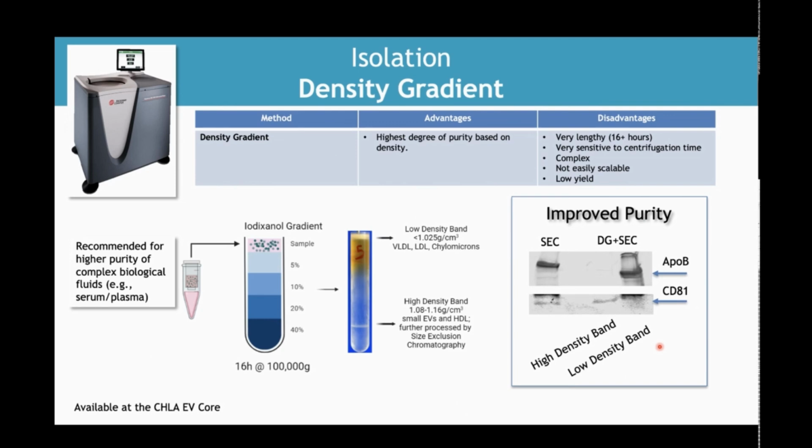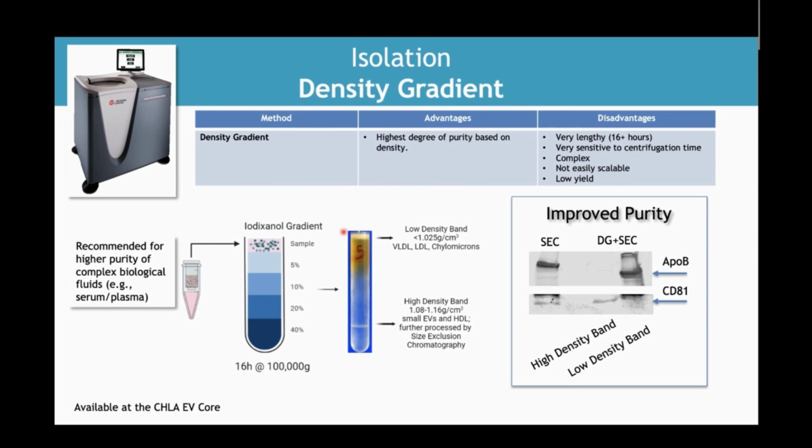The density gradient is another method that requires centrifugation. This is a method that gives the highest degree of purity based on density. It tends to be very lengthy, over 16 hours, but it definitely has the highest purity. This is what we normally use for plasma samples, which is loaded on top of a gradient of iodixanol and centrifuged for 16 hours overnight at 100,000 G.